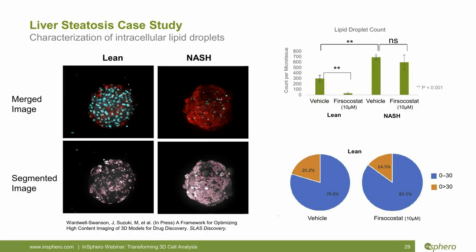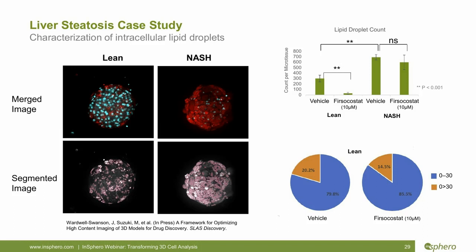So following a 10-day treatment in either the lean or NASH conditions, the liver steroids were processed for high-content imaging. The lipid droplets were visualized with Nile red and the nuclei with DAPI. A 40x high NA air objective was used to acquire Z-stacks for each treatment group. And the Z-sections were acquired at 4 micron steps to a depth which was roughly equivalent to the center of the steroid.